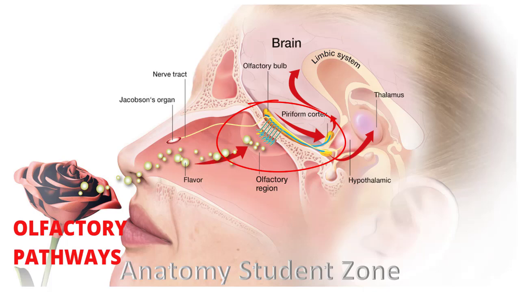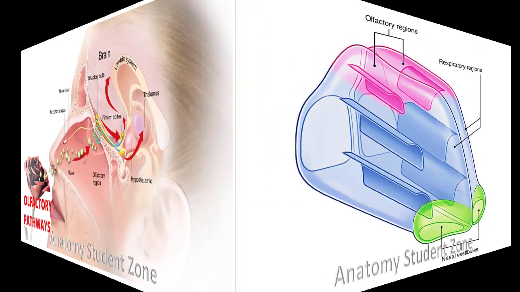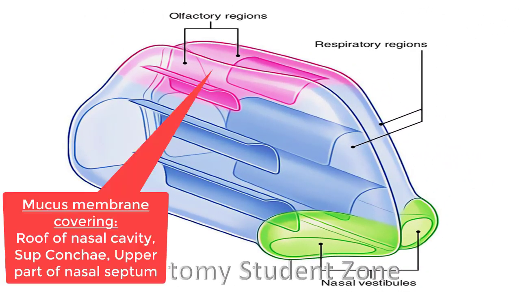So you also know where in the nose this specialized area of epithelium is located. This is a mucous membrane covering the roof of the nasal cavity, superior concha, and upper part of the nasal septum. So in these areas, that is the roof of the nasal cavity, superior concha, and the upper part of the nasal septum, it is specialized. So it has the olfactory epithelium in that specialized area.